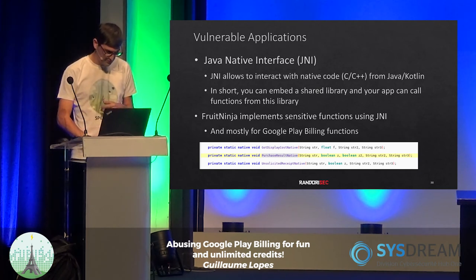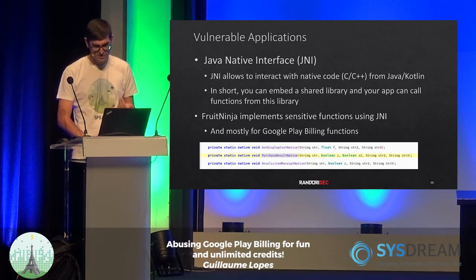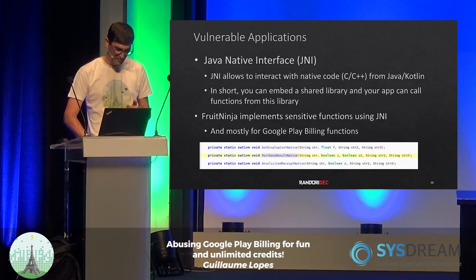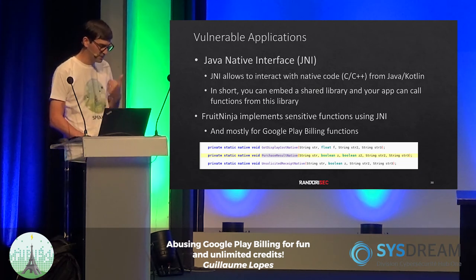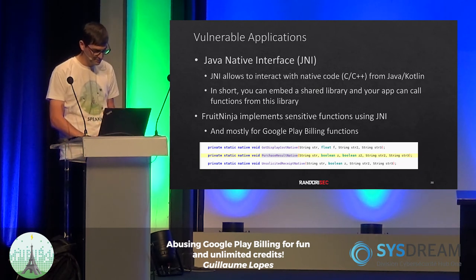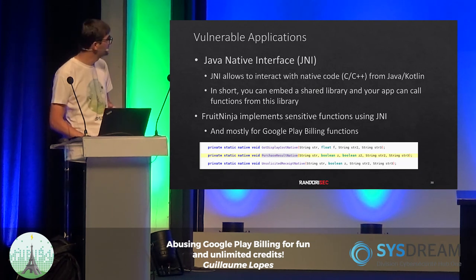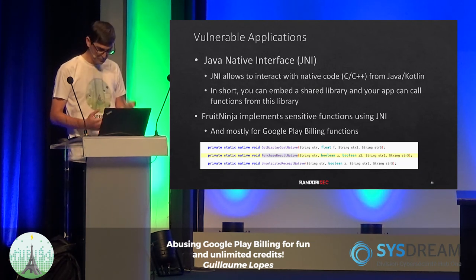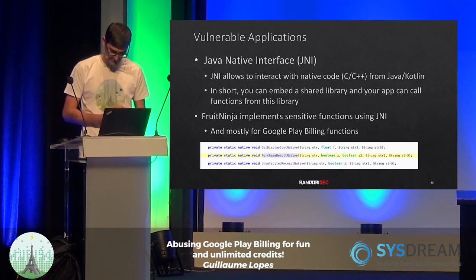Those functions are pretty easy to find in the Java code because you just have the definition of the method and the native keyword is used. It means that if you want to see the implementation of this method, you need to reverse engineer the shared library. In the case of Fruit Ninja, all the sensitive functions for the payment are handled by the shared library. You can see here the purchase result native in the middle is the one performing the validation of the payment.